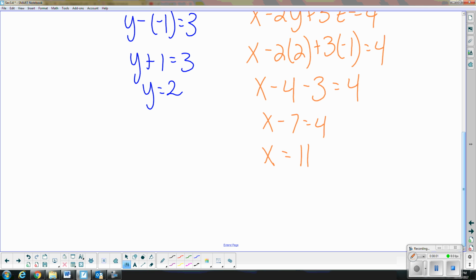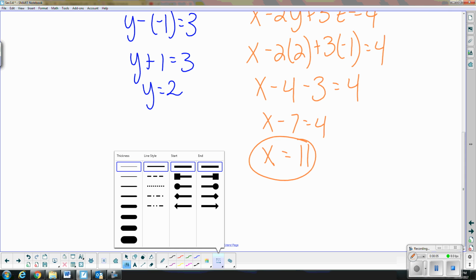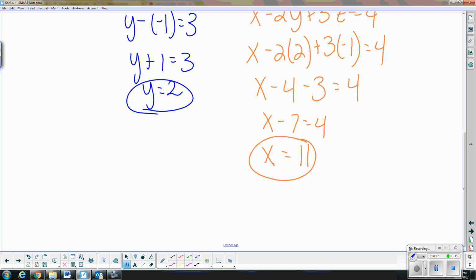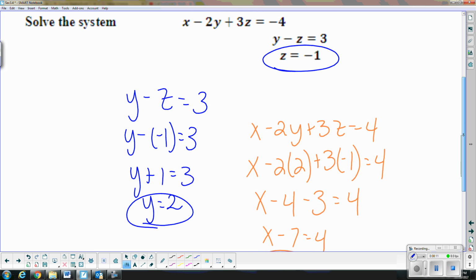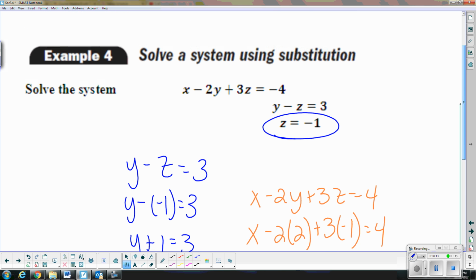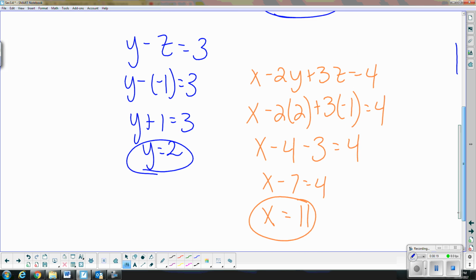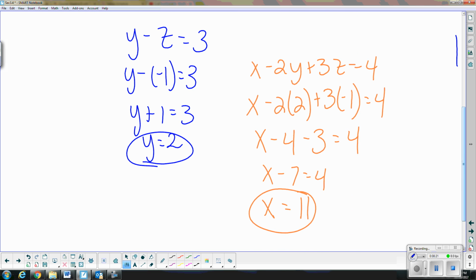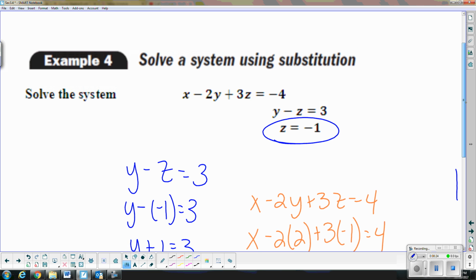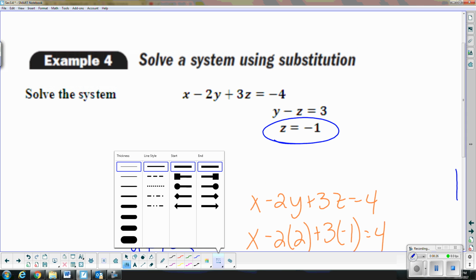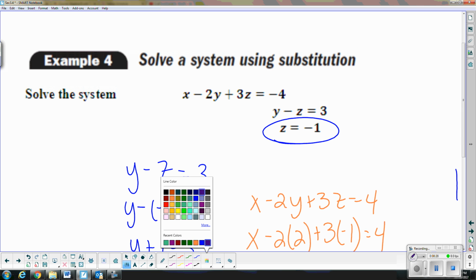So now we have to go back, always go back, and double check your answer. So we've got y, we've got z, we've got x. Let's go back into our equation and make sure that this is true. So x is, what do we say x is? X is 11, y is 2, z is -1. So we've got to make sure this is true for all of our equations.